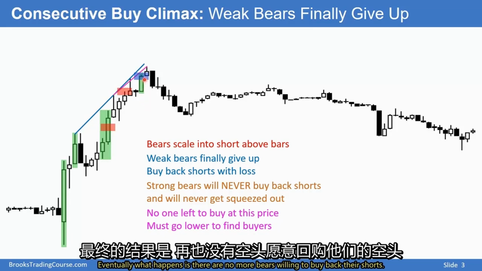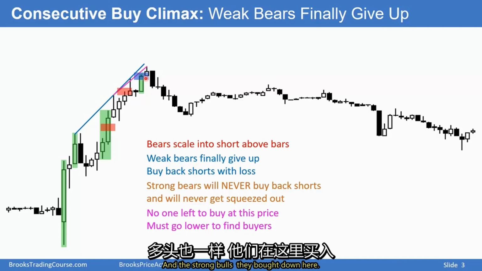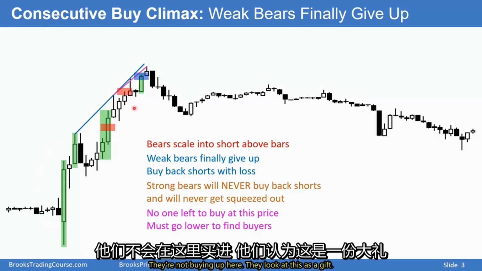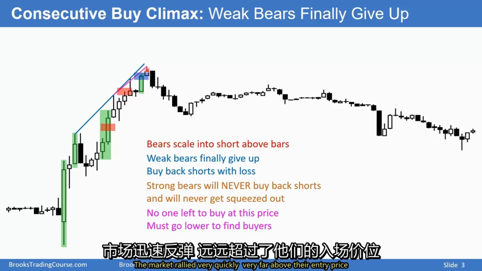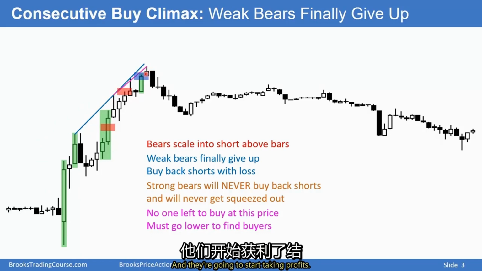Eventually what happens is there are no more bears willing to buy back their shorts. All you're left with are the strong bears. And the strong bulls, they bought down here. They're not buying up here. They look at this as a gift. The market rallied very quickly, very far above their entry price, anywhere down in here, and they're going to start taking profits. So the strong bulls are selling.